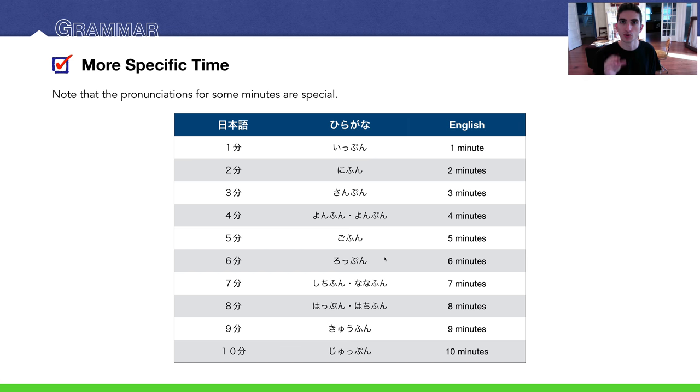6分. I guess it's just hard to say, so all the Japanese say 6分. 7 is either 7分 or 7分. Okay. 8, 8分 or 8分. I like 8分 better. Number 9, 9分, not 9分, but 9分. And then any 10 minute is just 10分.